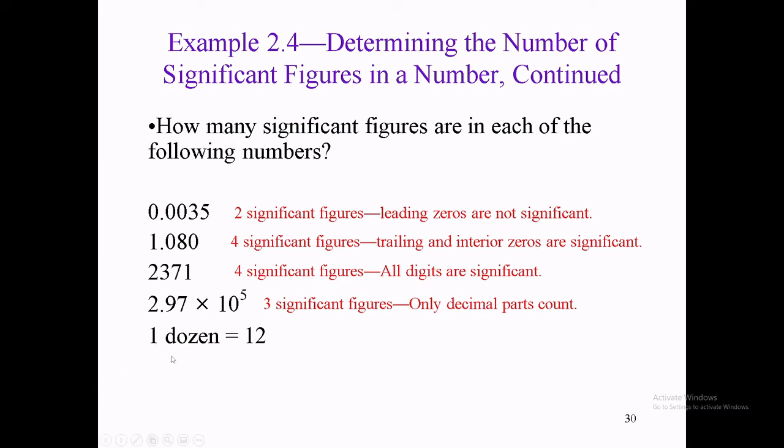And for 1 dozen is equal to 12, we know that this is a definition. Therefore, these are exact numbers, and they're going to have an unlimited amount of significant figures.